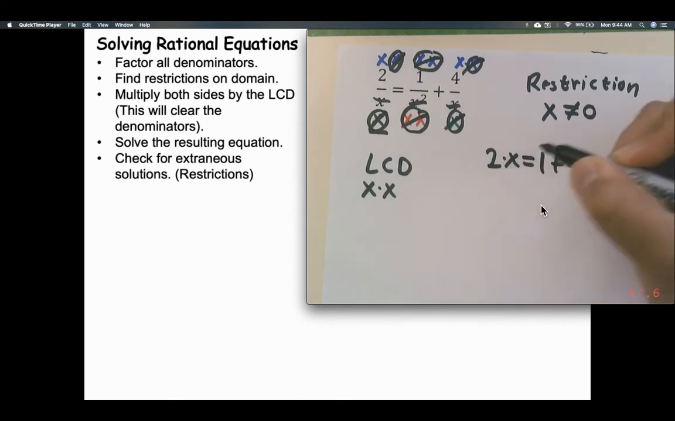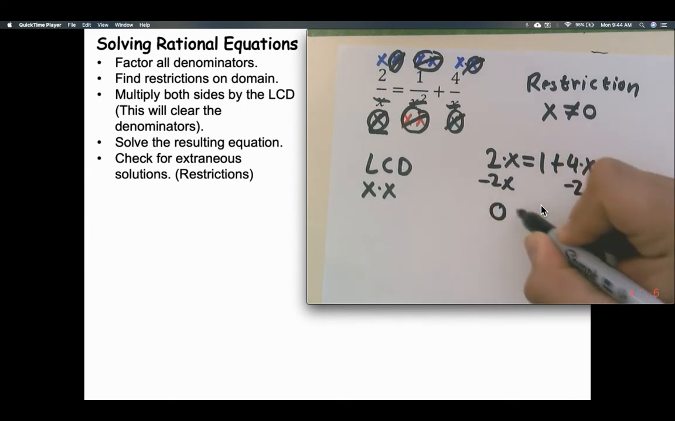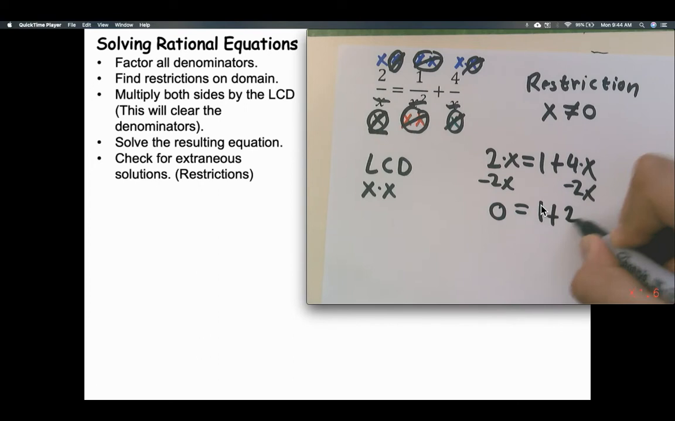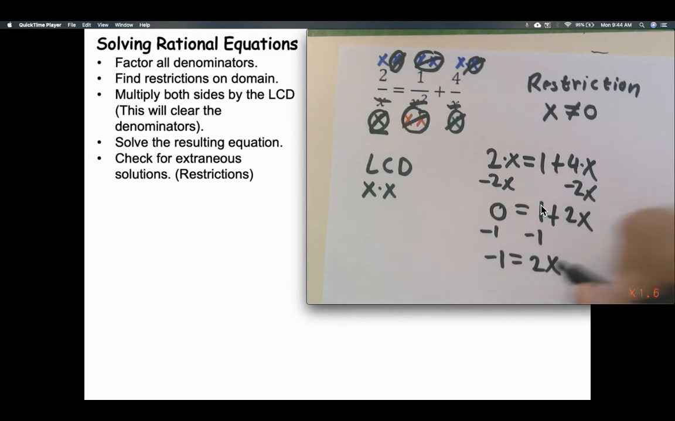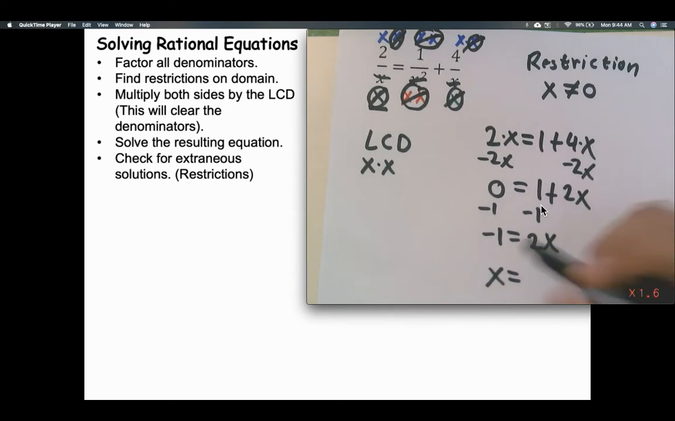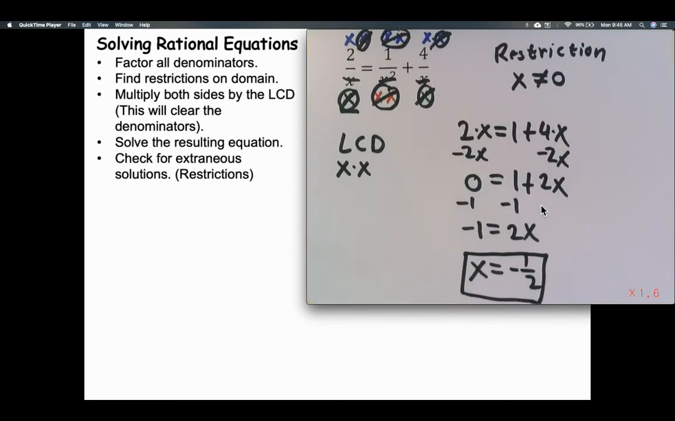I'm going to go ahead and subtract 2x. So 2x minus 2x is 0 equals 1 plus 2x. Subtract 1. So negative 1 equals 2x. Divide both sides by 2. x equals. So divide by 2, I got negative 1/2. All right, that does not conflict with my restriction. So that is your answer. Okay, so that's the first example. Let's do another one.